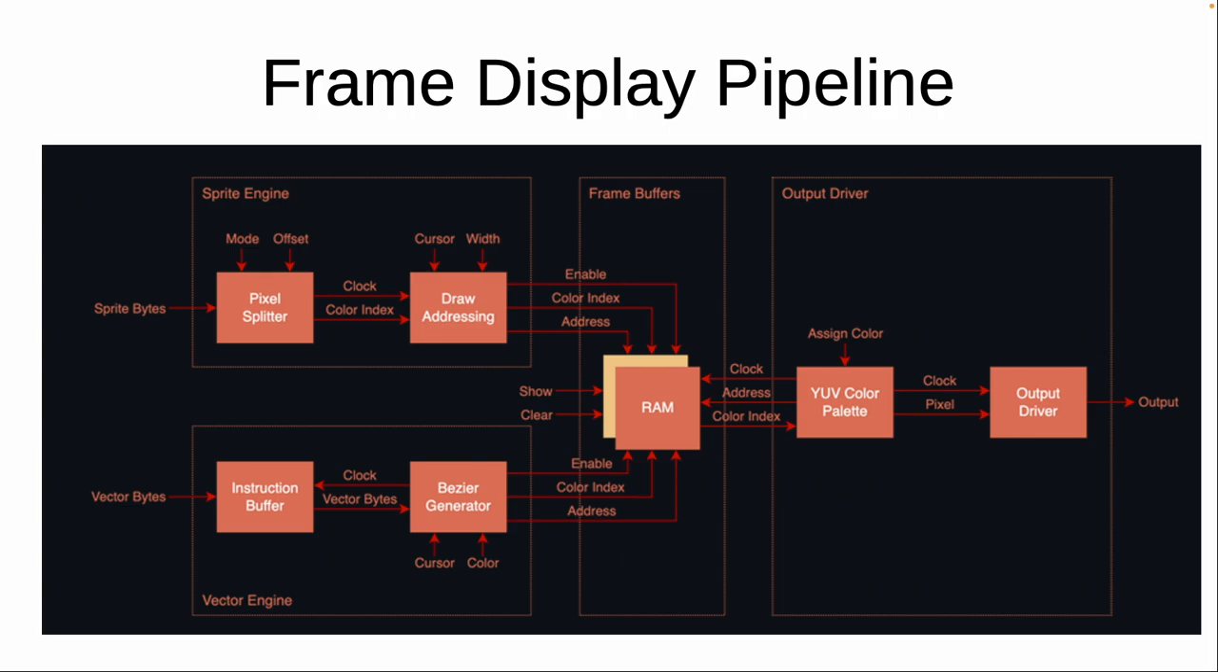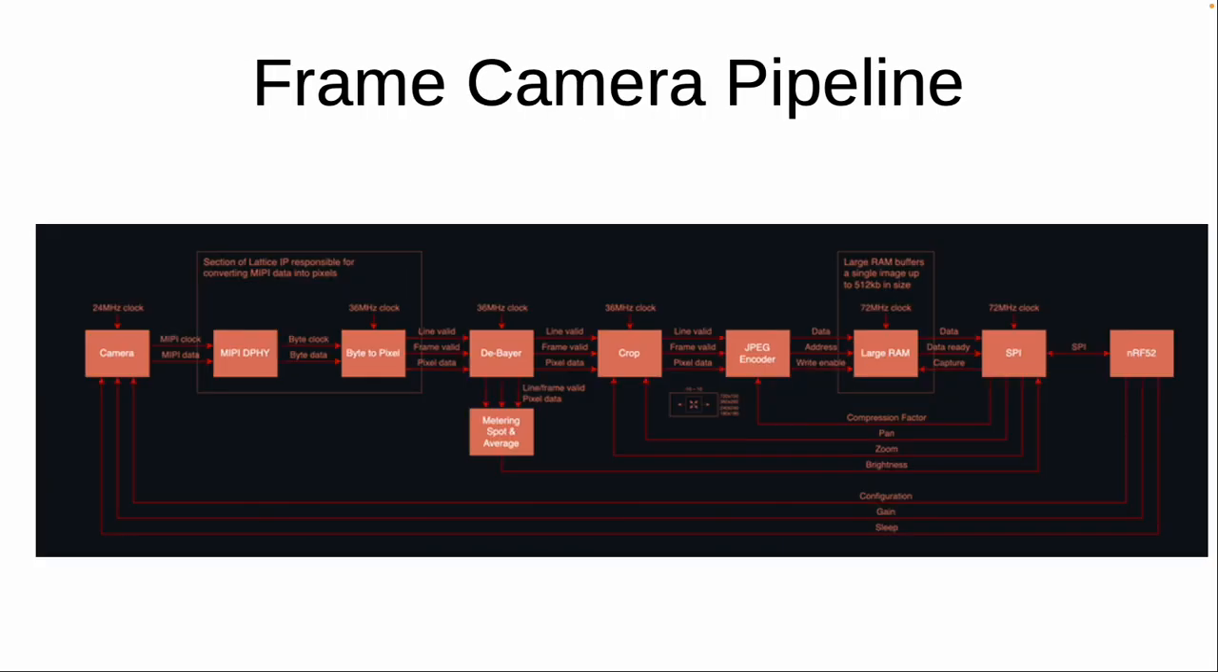I'm going to skip the graphics pipeline, and focus more on the camera pipeline. So you start off with the camera. It transfers the bytes over MIPI D-PHY. So you create pixels, and then you have to do this whole debayering process. Then we crop it because you probably don't want the whole image. You can compress it with a JPEG encoder, store it to your frame buffer, and then send it off over SPI to your microcontroller, and from there it goes to the cloud to do the AI recognition.